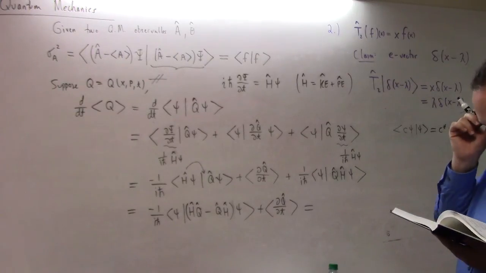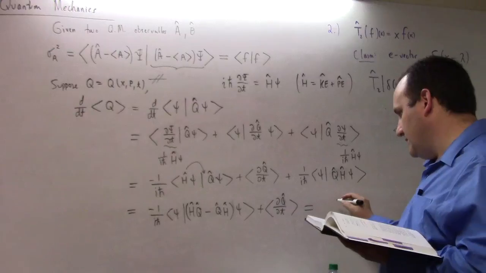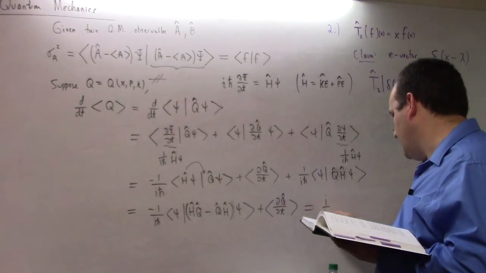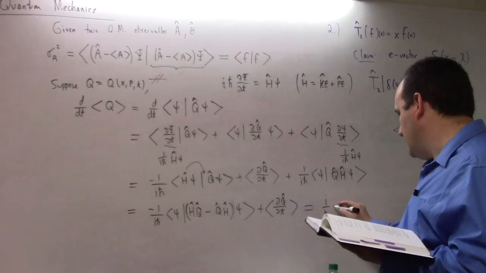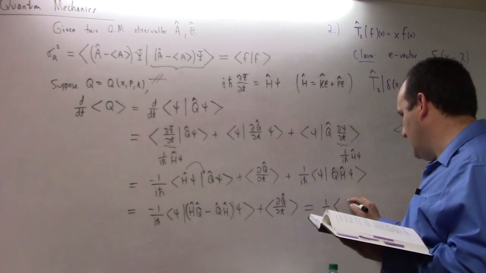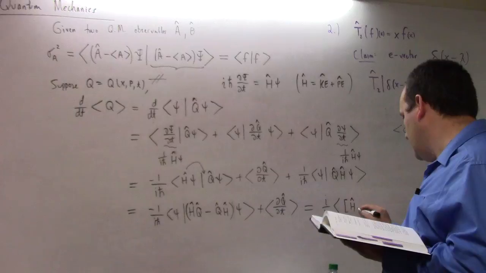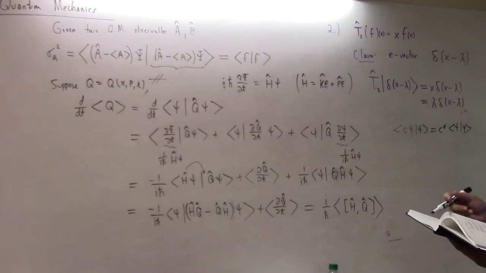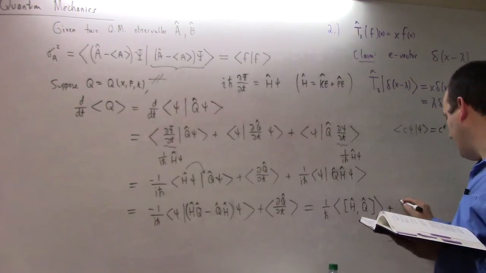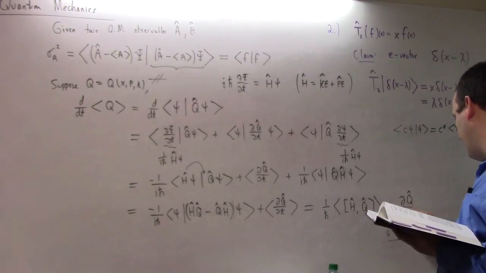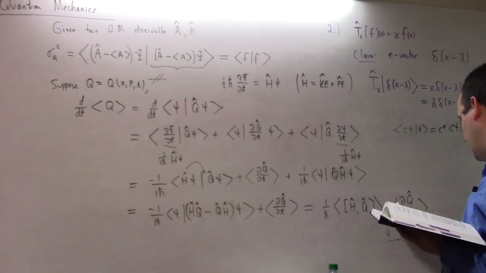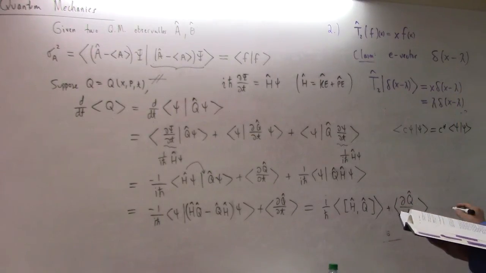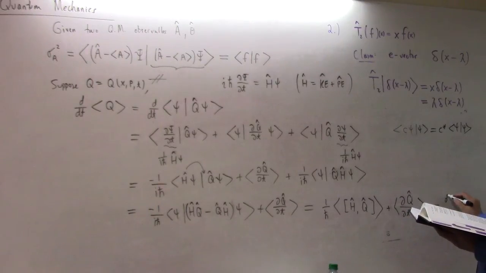And so what is that? That is i over h bar, bringing the i upstairs again and absorbing the minus, times the expectation of the commutator of the Hamiltonian with the operator, plus the expectation value of that guy. Let me write that again. That's the total derivative with respect to time of the expectation value of the operator.